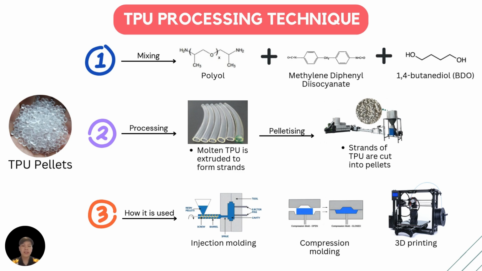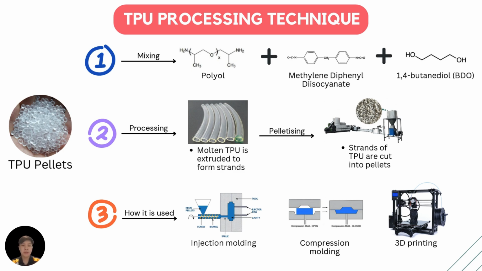These TPU pellets are very versatile and processed using several methods to create different types of materials. These processes include injection molding, compression molding, and 3D printing. First up, injection molding. TPU is melted and injected into molds under high pressure to create precise, detailed components for various applications, ensuring durability and consistent quality.